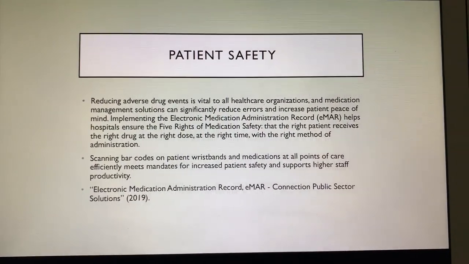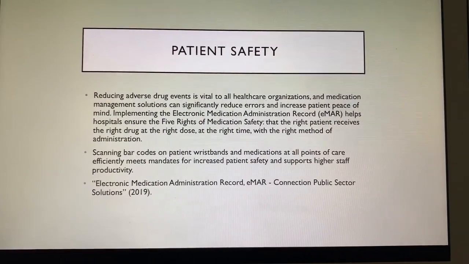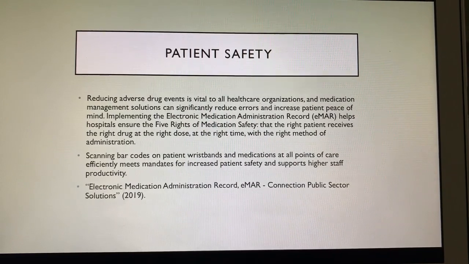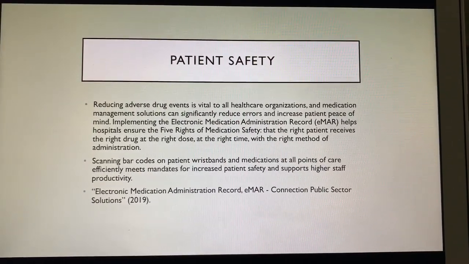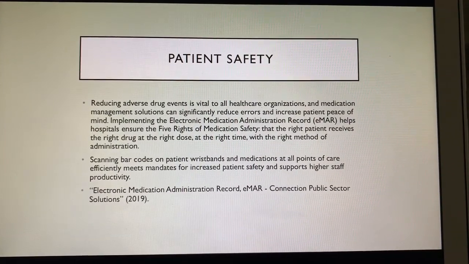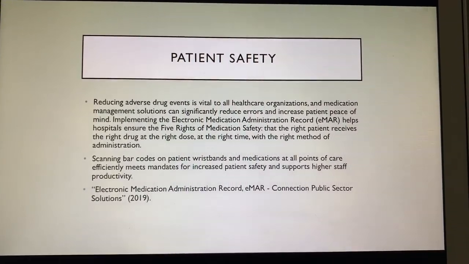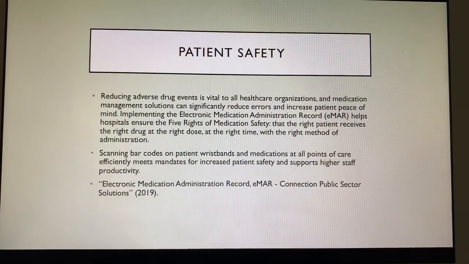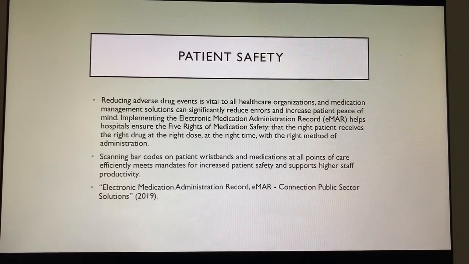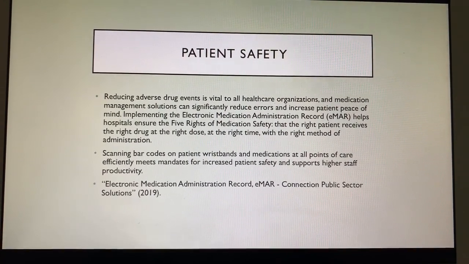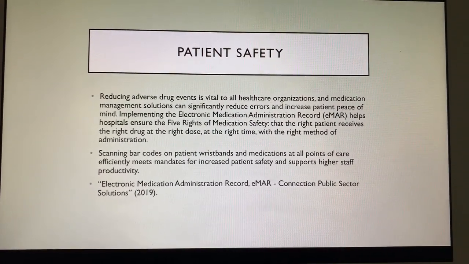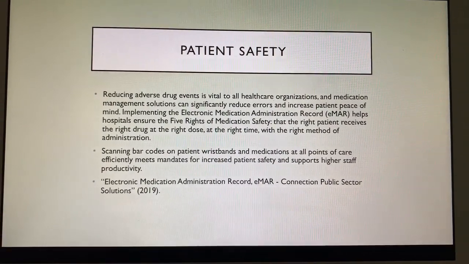When it comes to patient safety, reducing adverse drug events is vital to all healthcare organizations, and medication management solutions can significantly reduce errors and increase patient peace of mind. Implementing the electronic medication record helps hospitals ensure the 5 rights of medication safety: that the right patient receives the right drug at the right dose, at the right time, with the right method of administration.